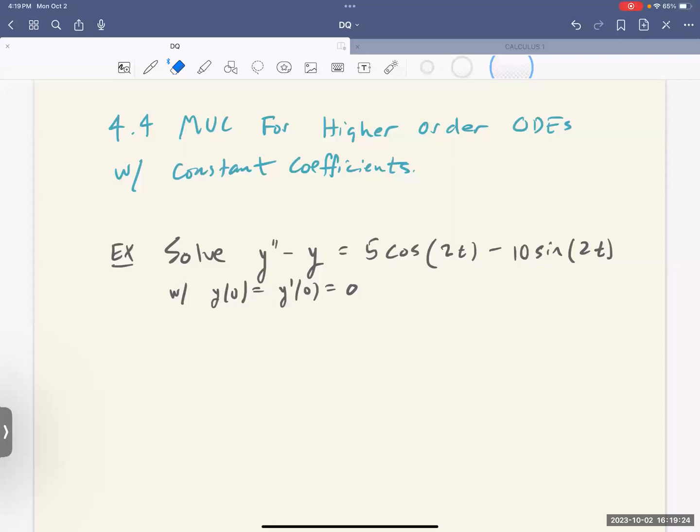Hi folks, here's the video starting MUC, which we will do more of on Wednesday. It's for higher order ordinary differential equations with constant coefficients, linear. So just like we've done already with MUC in first order, now it's for second order.